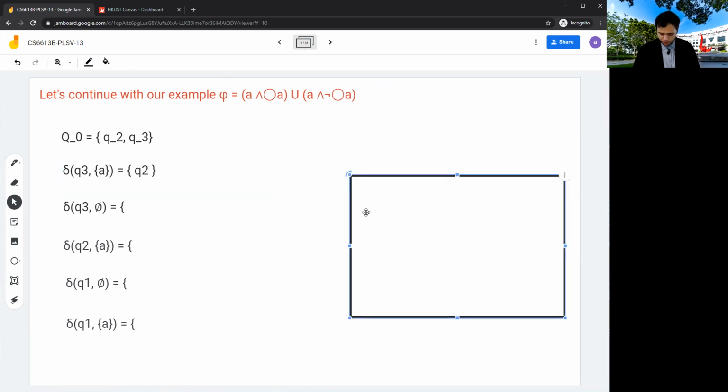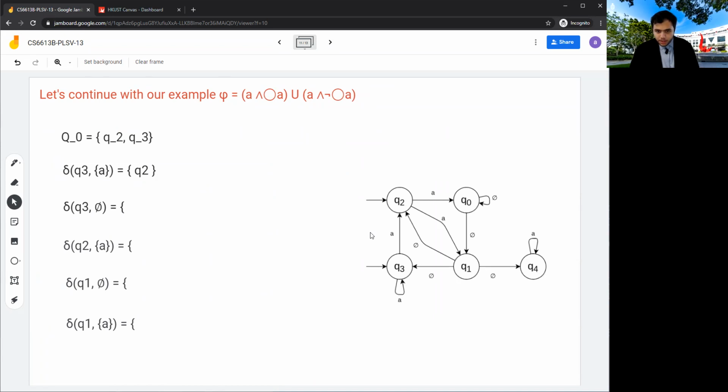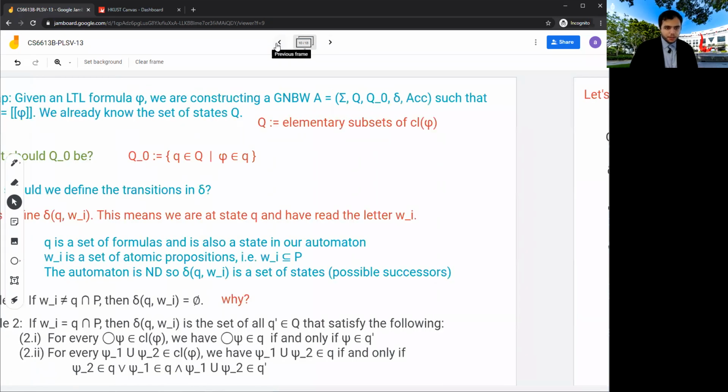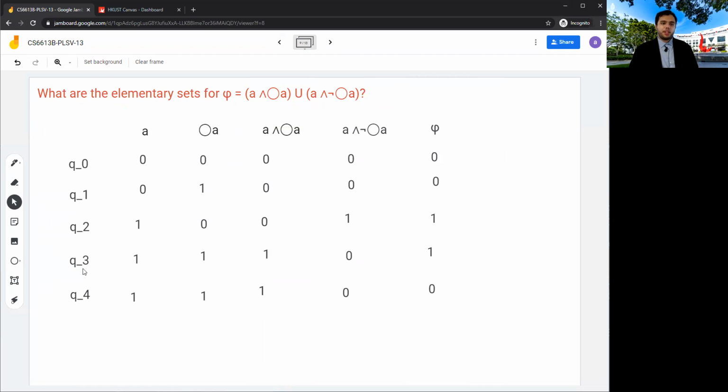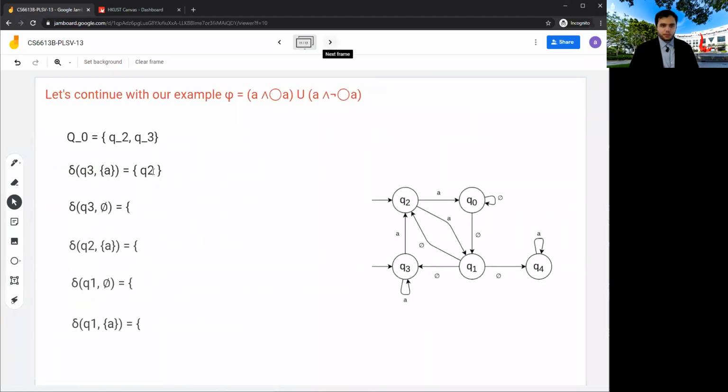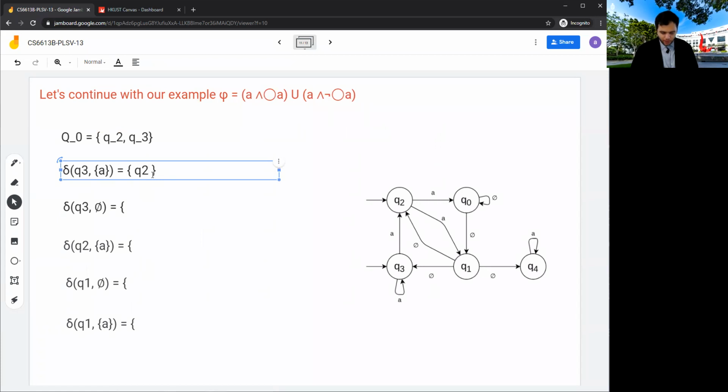Let me see if I computed that correctly. Oh, yeah, I forgot. Actually, from Q3, if you read A, you can go to Q3 itself as well. Why? Because you should have next A, so you should have A in the successor, which is okay in Q3. And we also saw that we should have phi in the successor, which is also okay in Q3. So starting from Q3 and reading A, we can go to either Q2 or stay at the same place.